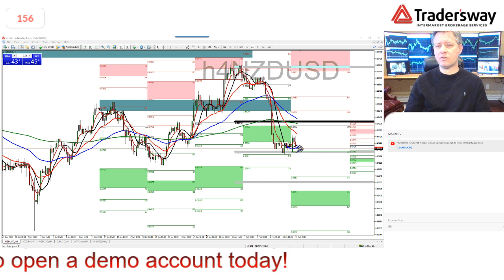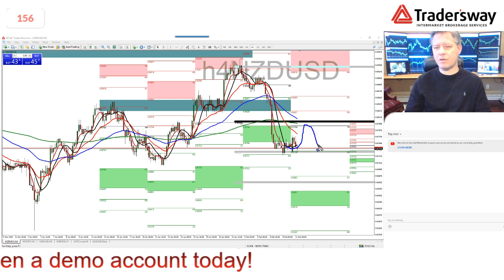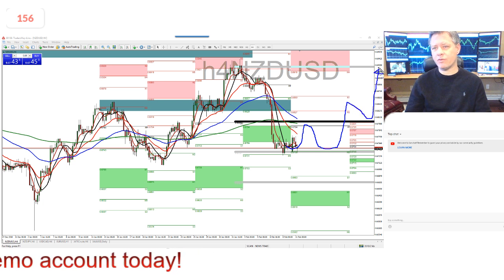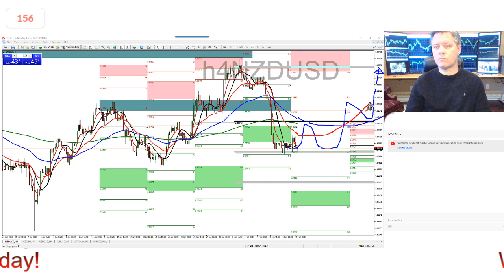So you have to break the 21. You have to get to the 55. 55 predicts a double bottom. Then the 21 crosses above the 55. And then this comes back to the 55 and then launches up and rides the 21 from there. Like that.